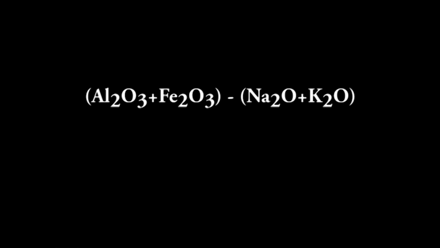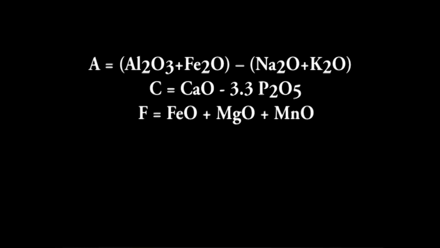Al2O3 plus Fe2O3 minus (Na2O plus K2O). Third, A, C and F can now be written as: A equal to Al2O3 plus Fe2O3 minus (Na2O plus K2O), C equal to CaO minus 3.3 times P2O5, F equal to FeO plus MgO plus MnO. For the purpose of graphic presentation, these values are recalculated so that A plus C plus F equal 100, that is, they are expressed as a molecular percentage.